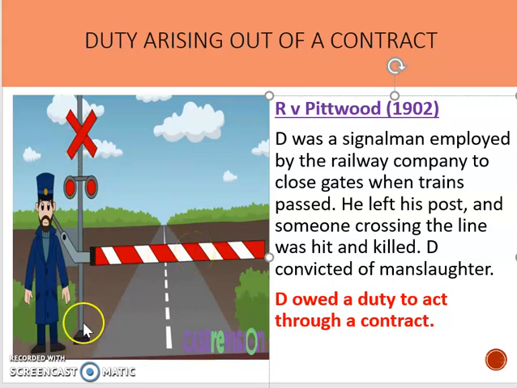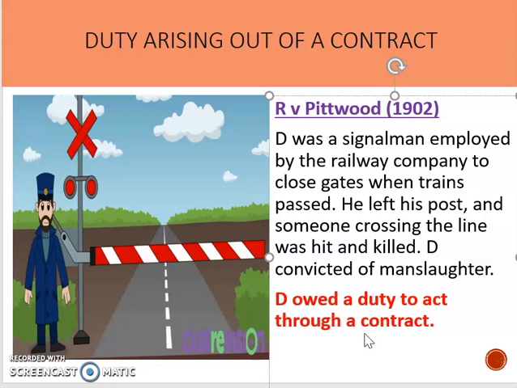And if you think about that, he hasn't done a positive act. He hasn't pushed someone onto the railway track and they've died. The person has died because of his failure to close the gates. And because he had a contract to close the gates, he was guilty of an offence. So you can owe a duty through a contract.